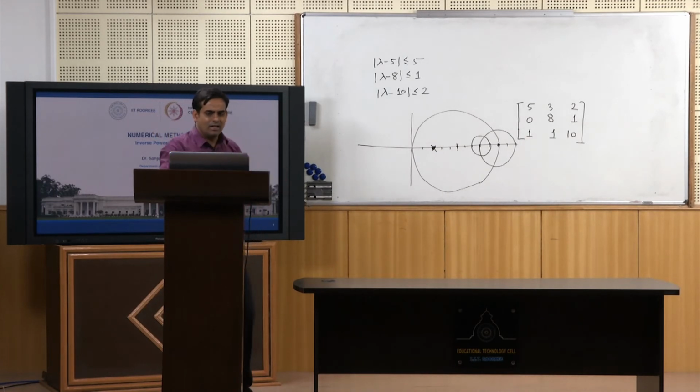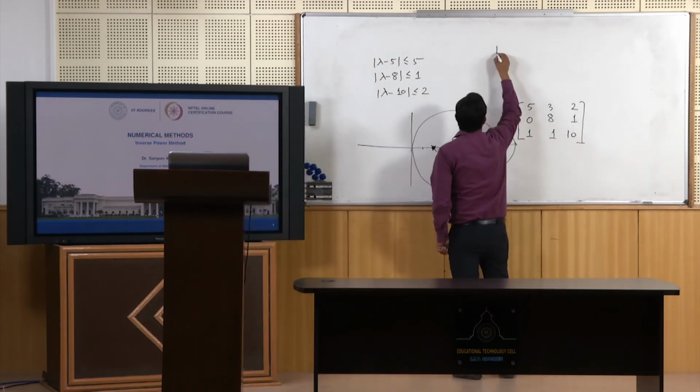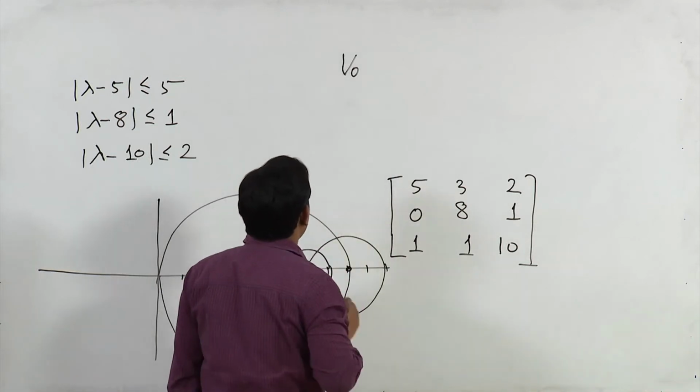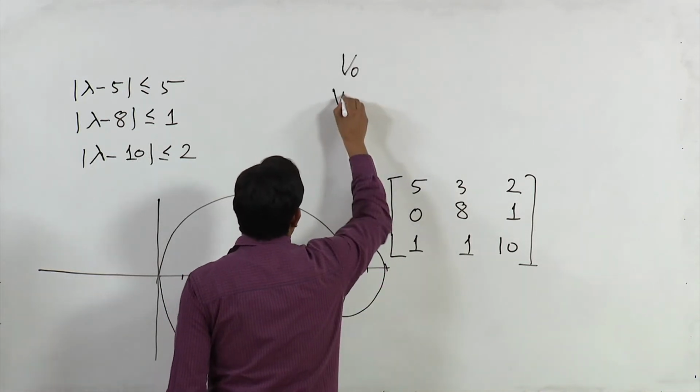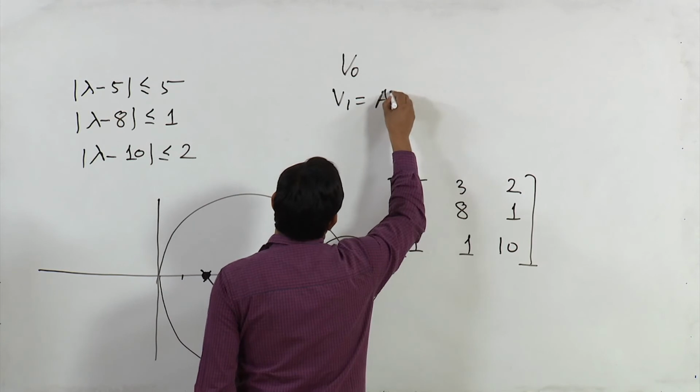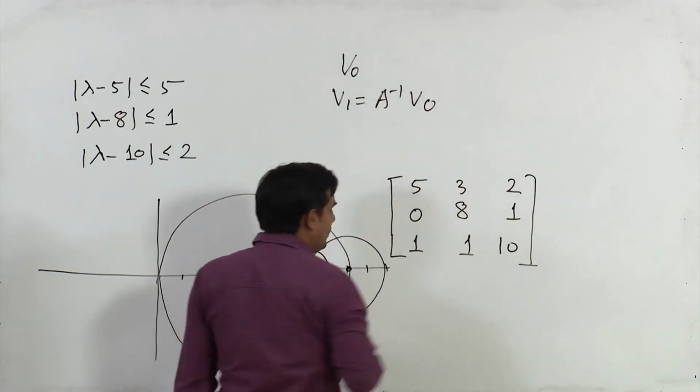What can we do? We start with a V0, and we find V1 as A inverse into V0.